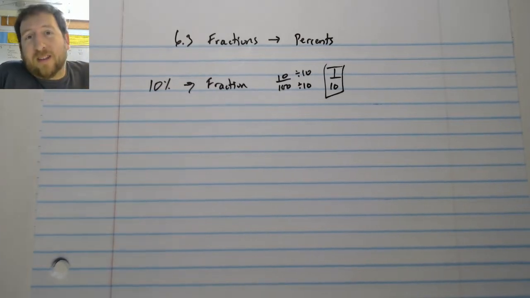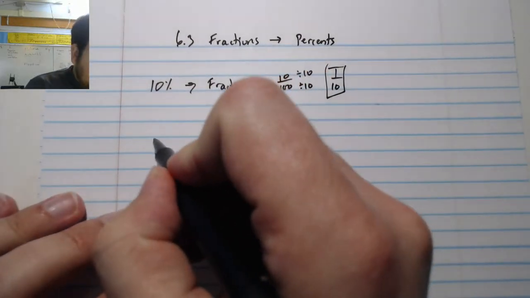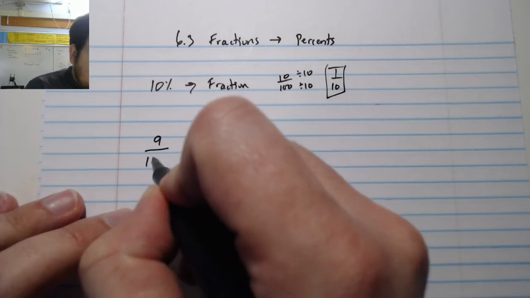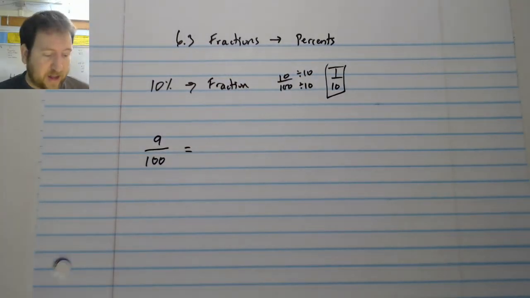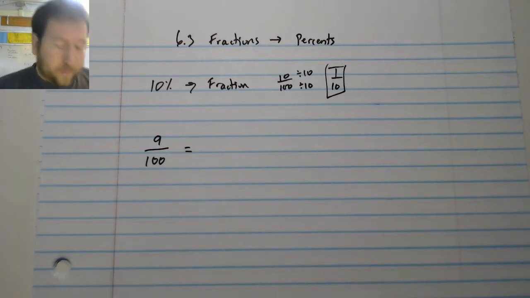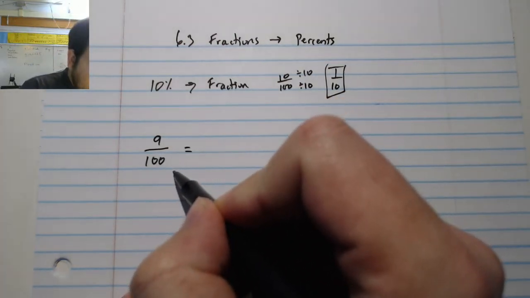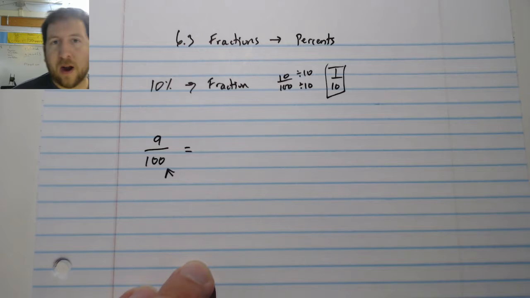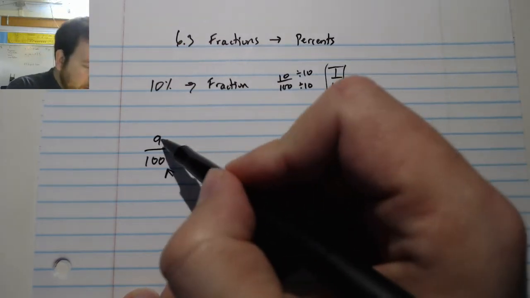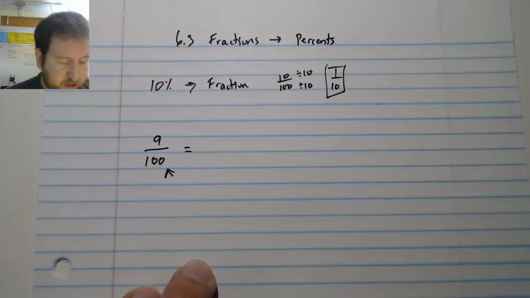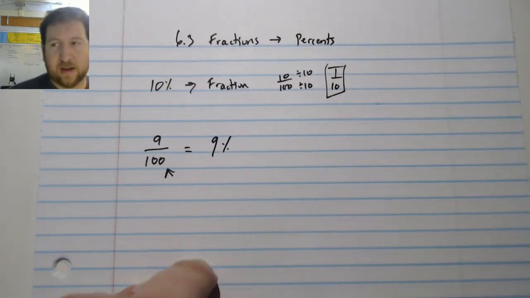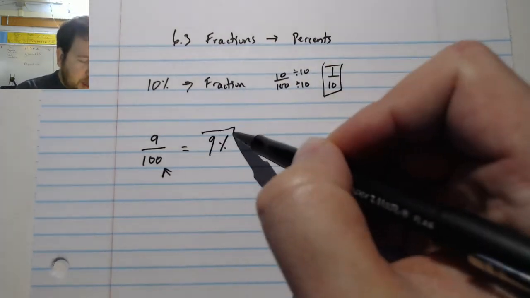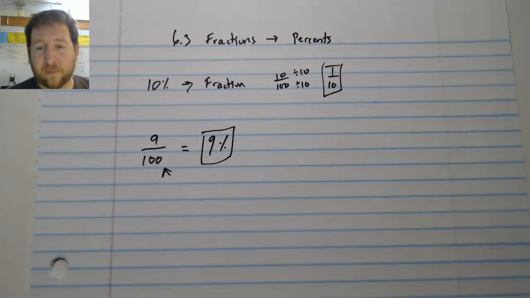Often, it's going to be really nice. Say they give us the fraction 9/100ths. Write that as a percent. Well, what's really nice this time is the denominator down here. We already have 100. So I know that I have 9 out of 100. So I can write that easily as 9%. Awesome. That was easy and not too bad at all.